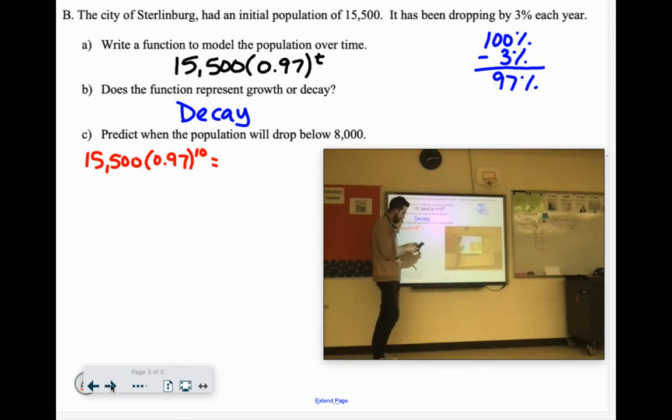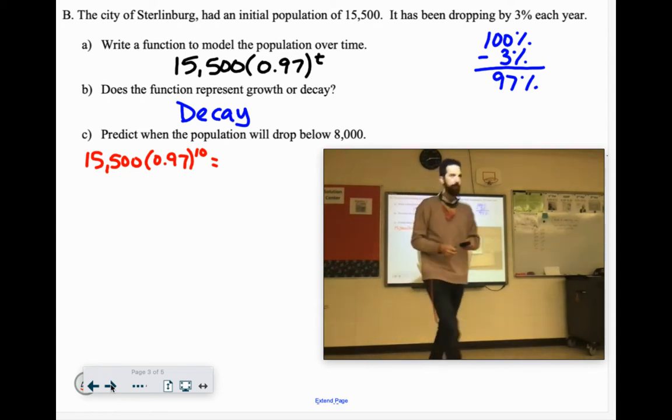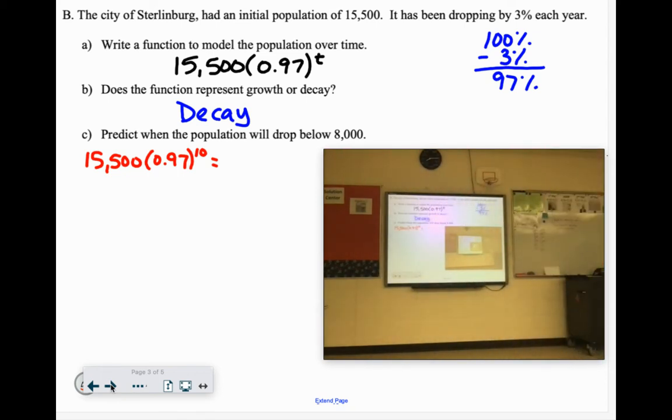Oh goodness, this calculator. It's been stabbed too many times. Here we go. Minimal stabbing on this one. 0.97 to the 10th times.